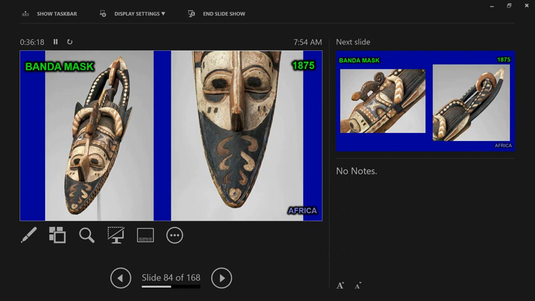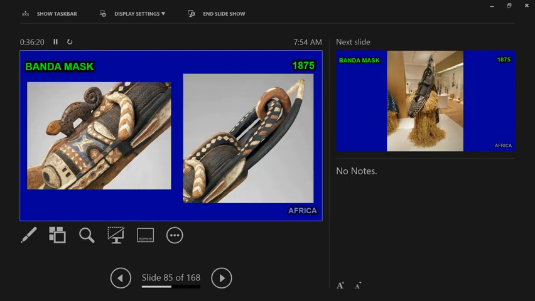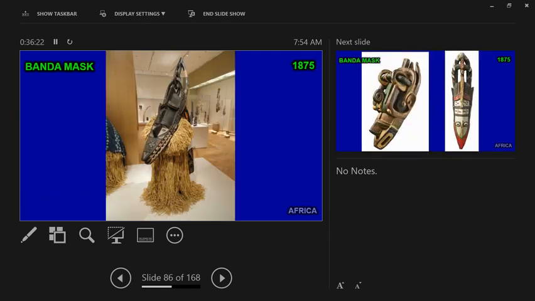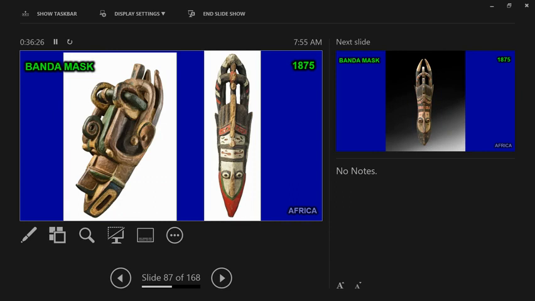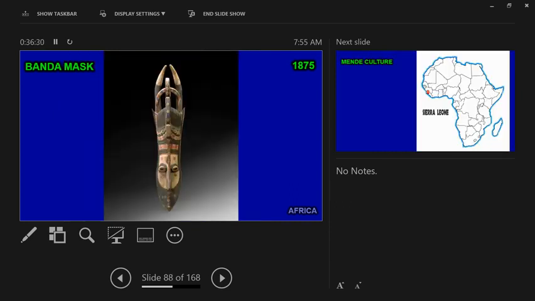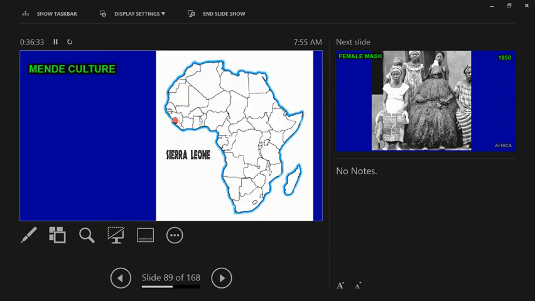We're looking at the different designs that are in there, and I like these abstract designs. It has a very crocodile type look to it. And I really like these abstract forms that are in the mask. All right, we're going to move on to the Mende culture in Sierra Leone.